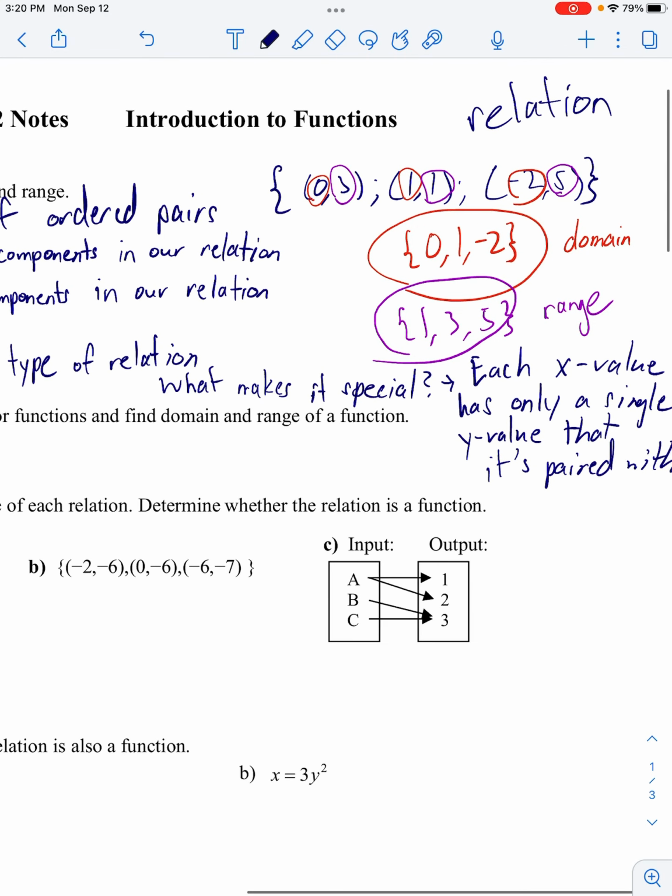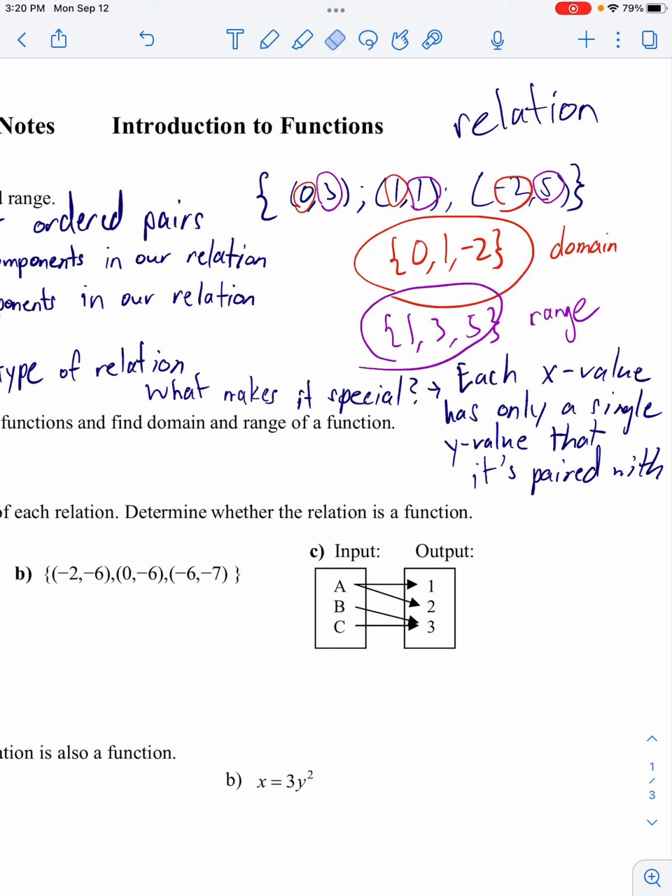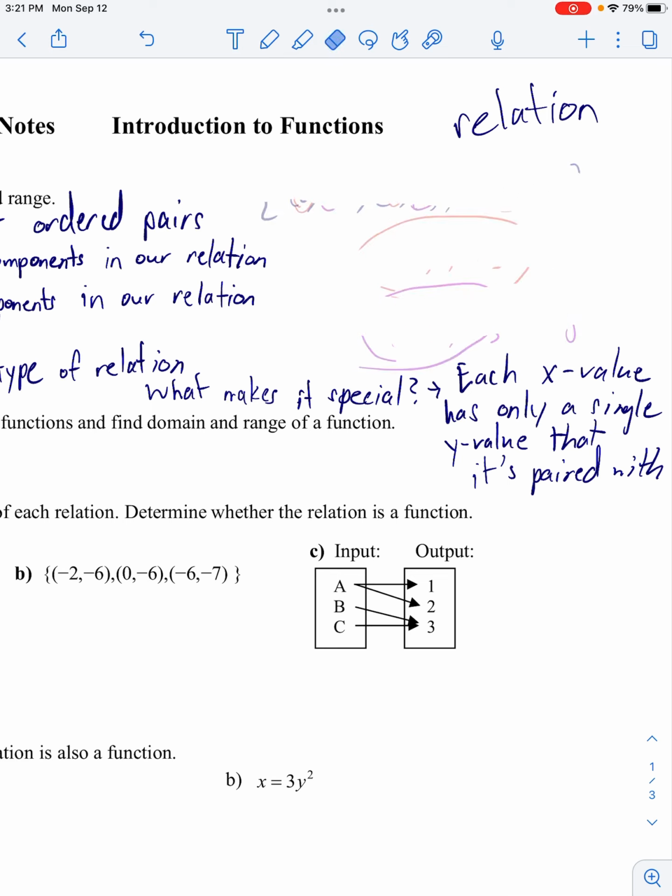So an example of a relation that's not a function, okay, I'm going to erase all this here. So this is going to be not a function.